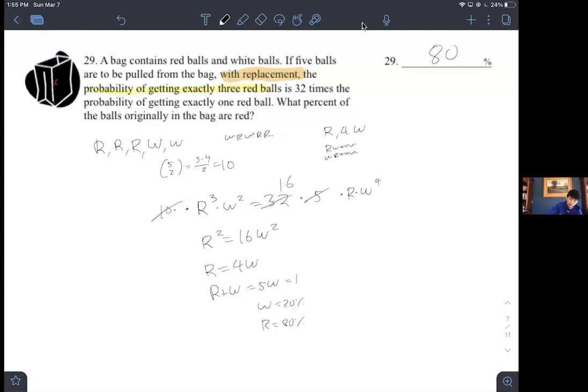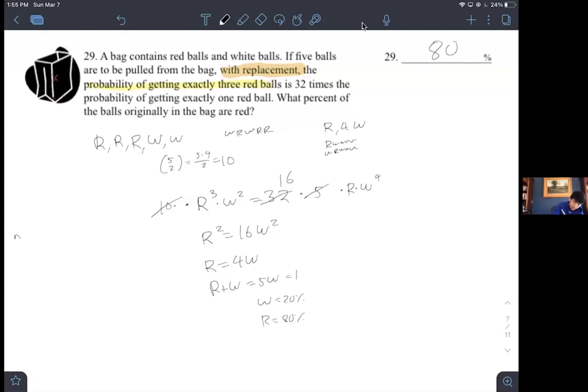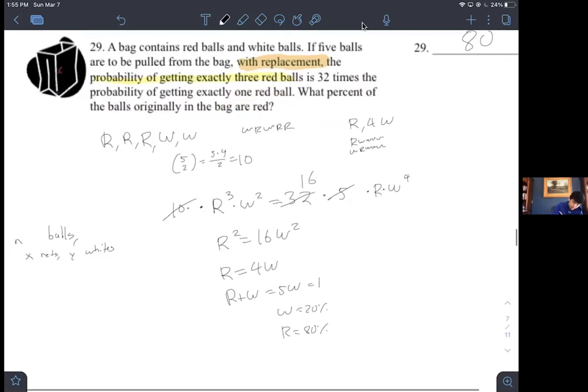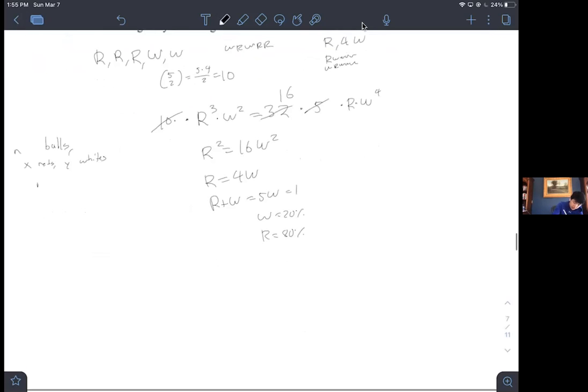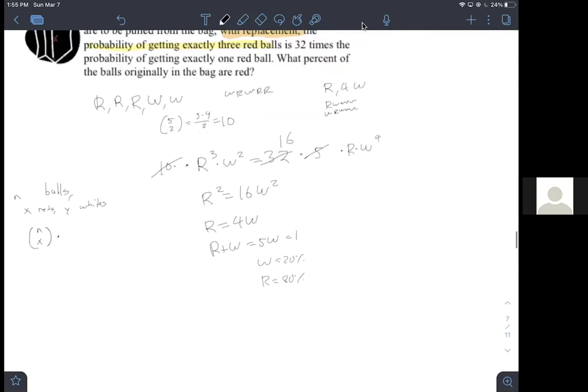In general, if you're pulling out, let's say, N balls, and you want to have X reds and Y whites, the colors are not important, then the probability of this happening is N choose X times the probability of getting a red to the X times the probability of getting a white to the Y.